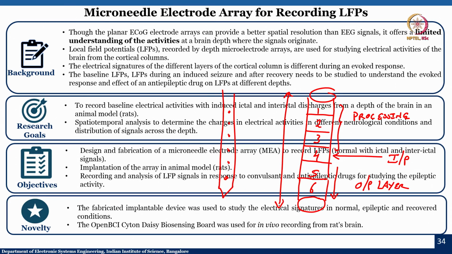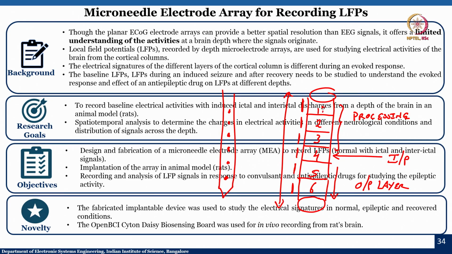All right. So, each electrode would be a recording electrode. We will see how to fabricate those recording electrodes. Each electrode or group of electrodes should fall within the same layer, so as to acquire signals from each layer. All right. So, it can be one electrode, it can be two electrodes.